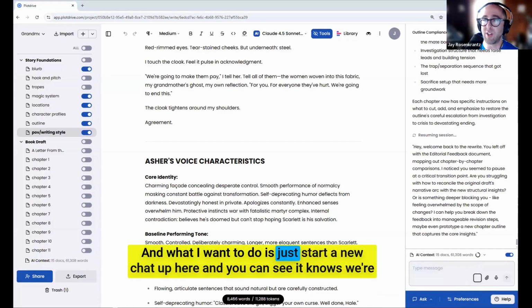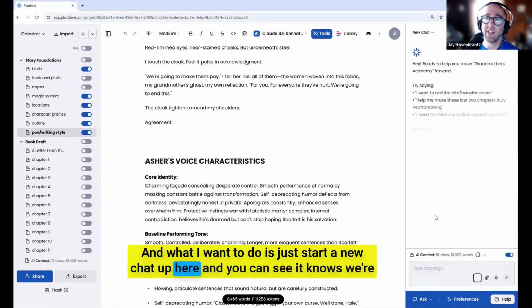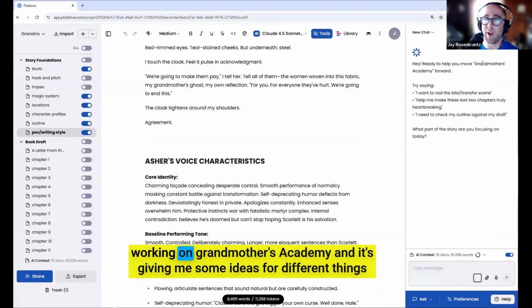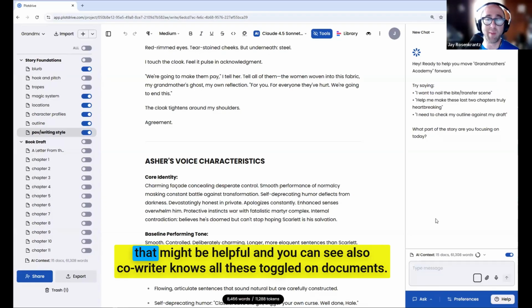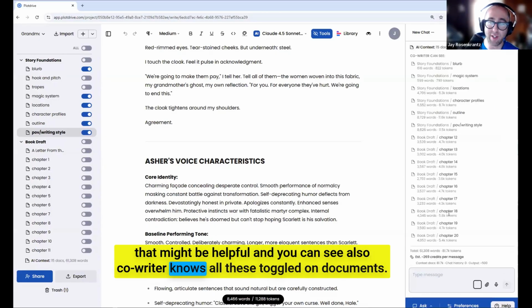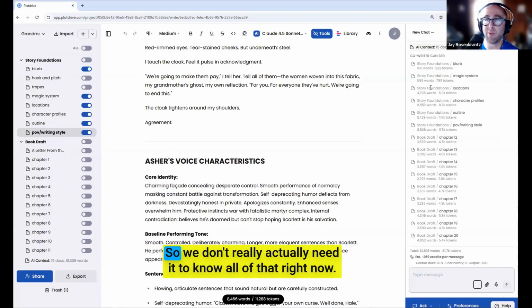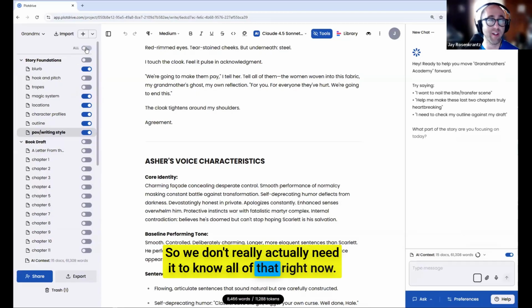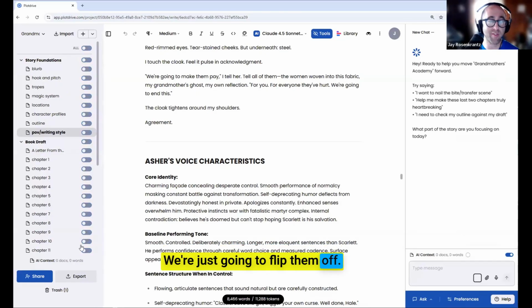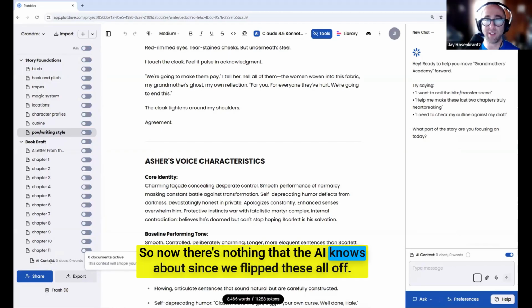And what I want to do is just start a new chat up here. And you can see it knows we're working on Grandmother's Academy, and it's giving me some ideas for different things that might be helpful. And you can see also co-writer knows all these toggled on documents. So we don't really actually need it to know all of that right now. We're just going to flip them off. So now there's nothing that the AI knows about since we flipped these all off.